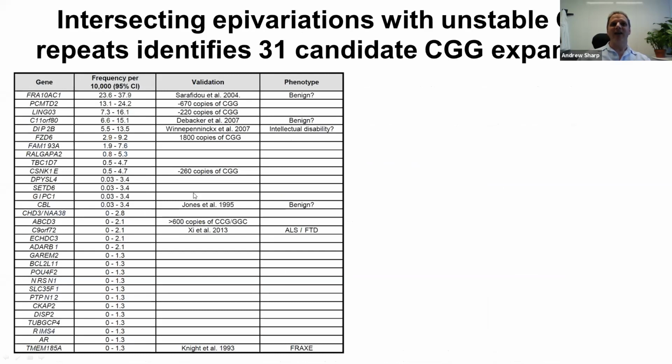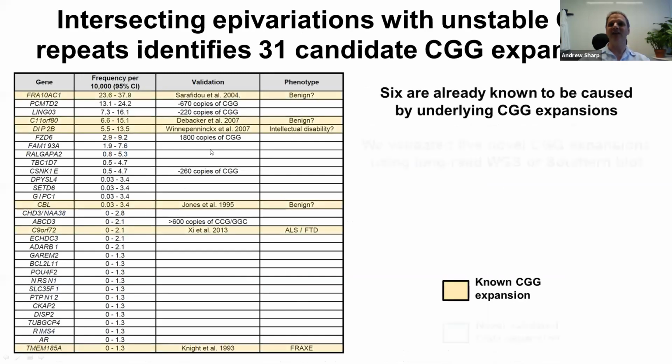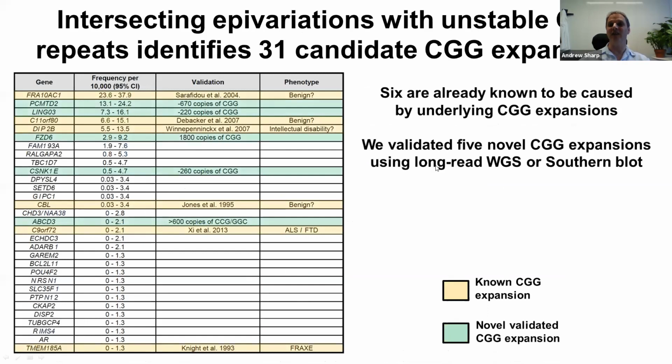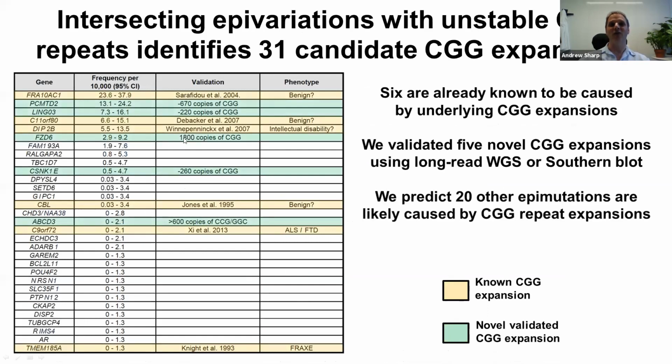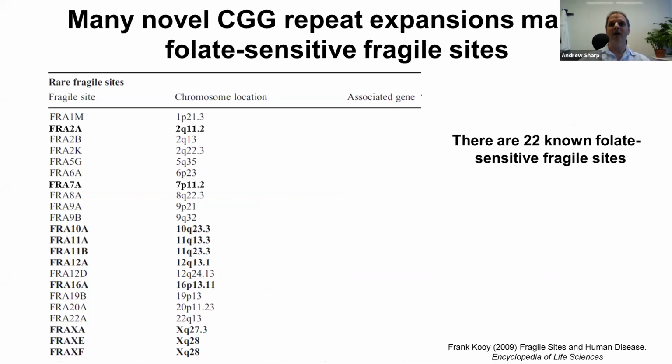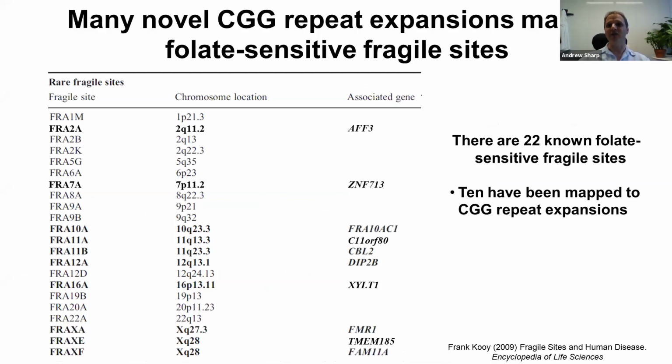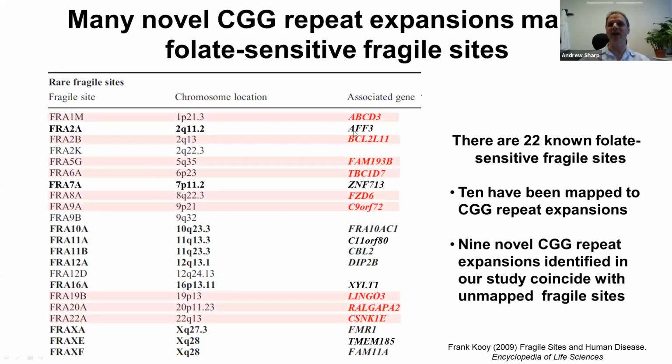And if we just go back, in total, we're predicting we found around 30 novel CGG repeat expansions in the genome. We validated 5 of these by either long-read sequencing or Southern blot. And there's around 20 other loci we're predicting are probably caused by underlying CGG repeat expansions, which we're working our way through now. And again, just in the interest of time, basically these were explaining nearly all of the unmapped fragile sites in the genome.